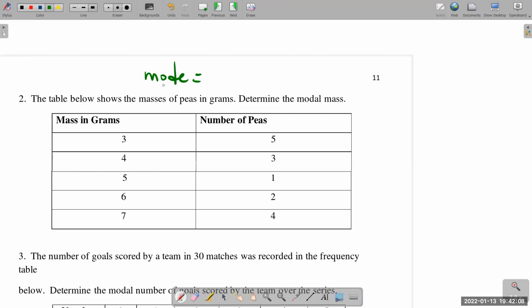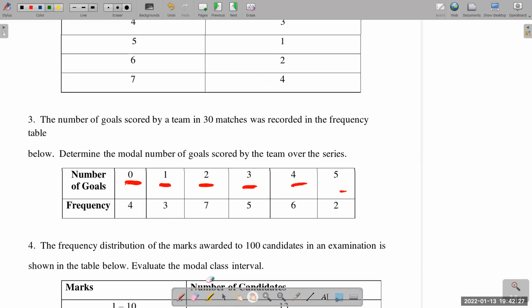That is correct. How did she get 3 grams? Because if you look here at the frequency, remember, this is F. Who got the highest F? This is the highest F. And so our mode is 3 grams. Everybody with me? Y'all feeling good still? All right. We keep it going.